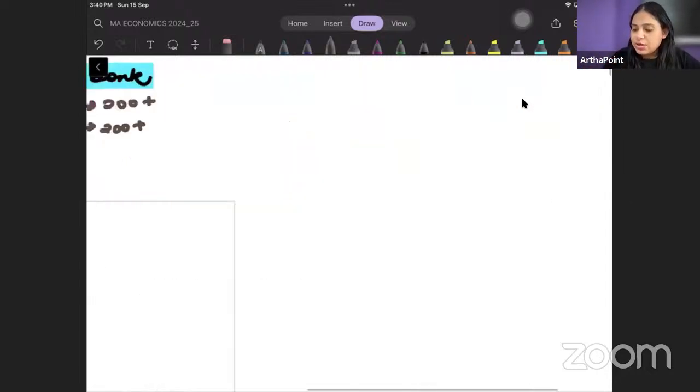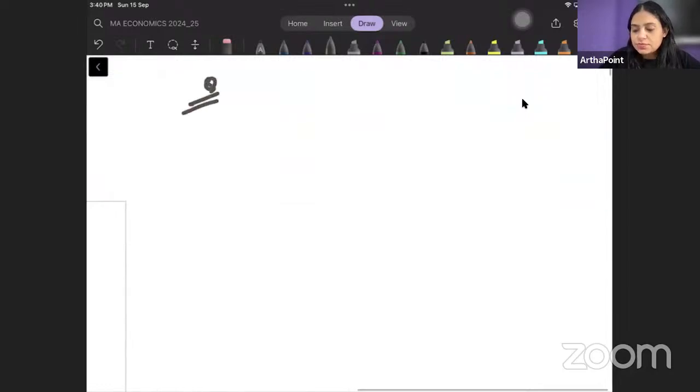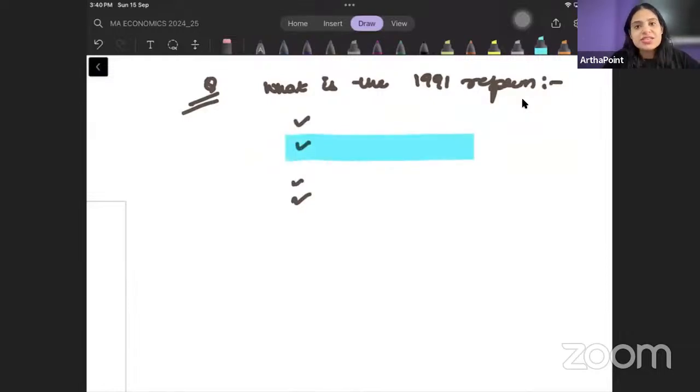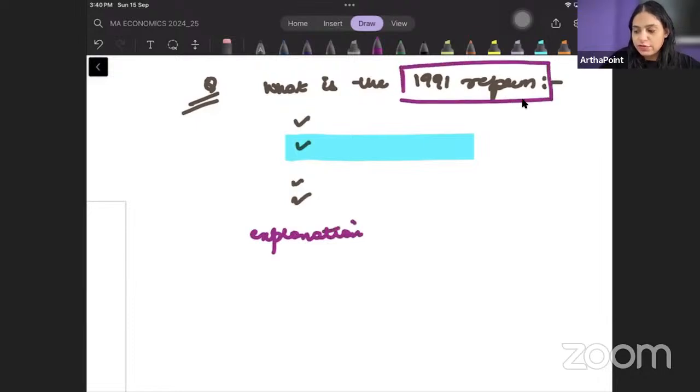So for example, let's say there is a question which says, what is the 1991 reform about? Okay. And there are 4 options given to you. And then I have told you what the right option will be. Just after that, I would have given you some explanation about the 1991 reform. इसको मैंने थोड़ा सा समझाया भी होगा. I would have given you some explanation about that topic.